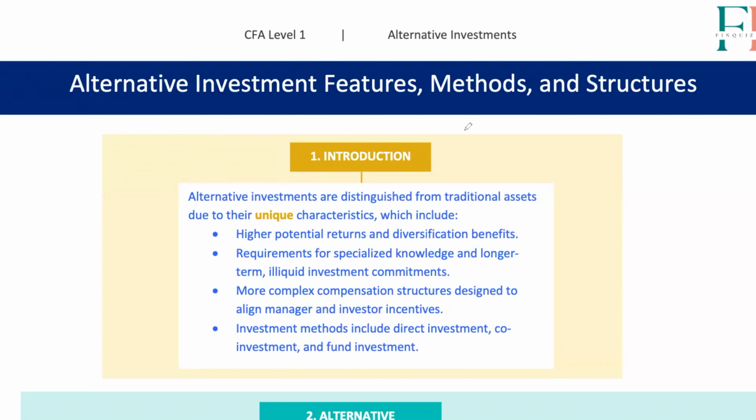That's what makes this part of the curriculum so interesting. It's not just theory. These structures are used every day in billion-dollar funds, from Blackstone's private equity empire to Brookfield's infrastructure projects and KKR's real estate deals. If you can master the flow of capital in these setups, who puts in the money, who runs the show, and how performance gets rewarded, you'll be miles ahead for the exam and in real-world investing too.